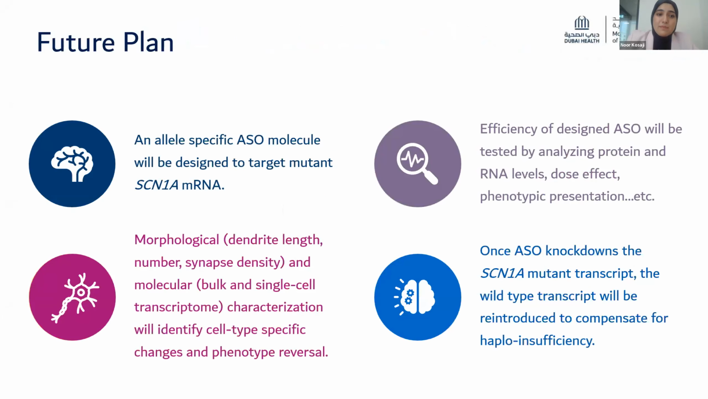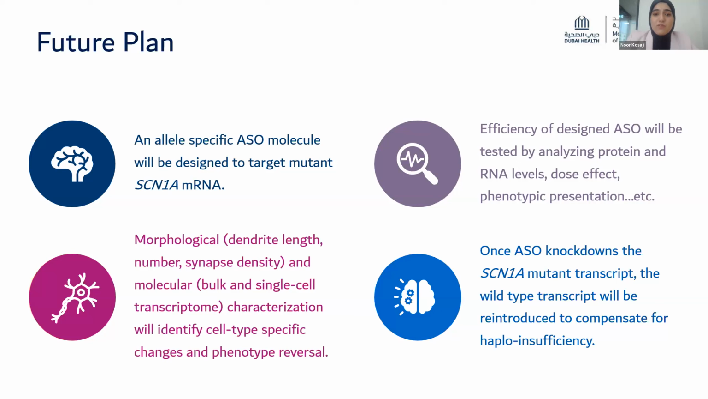Finally, once I achieve my allele-specific ASO molecule to target the mutant, I will be performing morphological and molecular characterization to determine the effect of my ASO, identify cell types that have changed according to it, and the degree of phenotypic reversal. Then I will be determining the efficiency of my designed ASO by looking at protein and RNA levels, dose effect, phenotypic presentation, amongst other parameters.